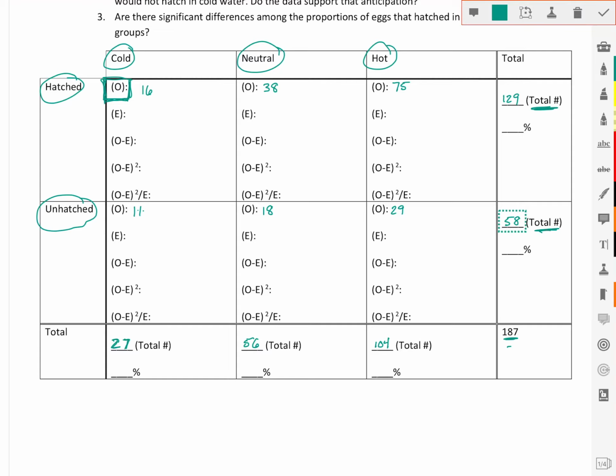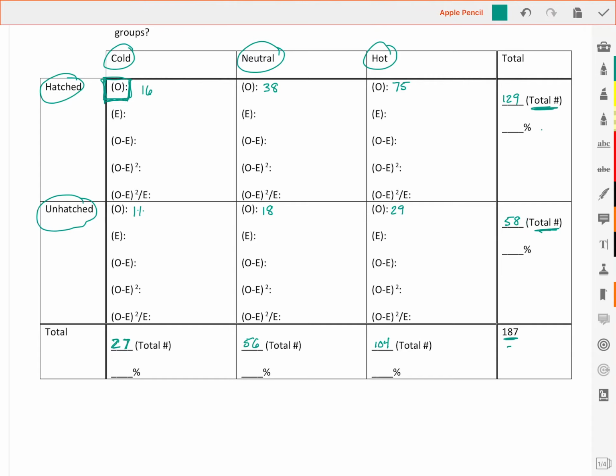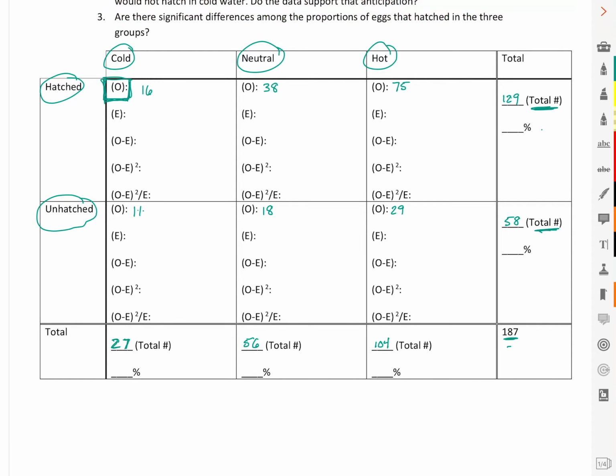Okay. Now what I want you to do is, I'll take you through one more. In fact, I'll take you through one whole column of expectations, and then I'll let you do the rest of the exercise yourself. So the first thing we want to figure out is what is our expected percentage of hatched versus unhatched eggs. So how do we do that?